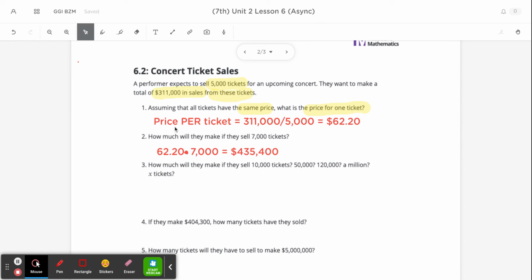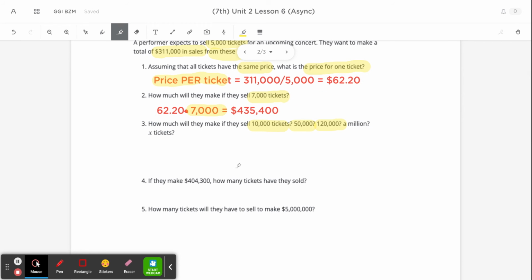So notice that once I found the price per ticket, which was this part here, it became much easier for me to determine how much money they would make to sell 7,000 tickets because I could just multiply. Now, I want you to pause this video and tell me how much money they would make for 10,000, 50,000, 120,000 tickets, and go ahead and write that out here.